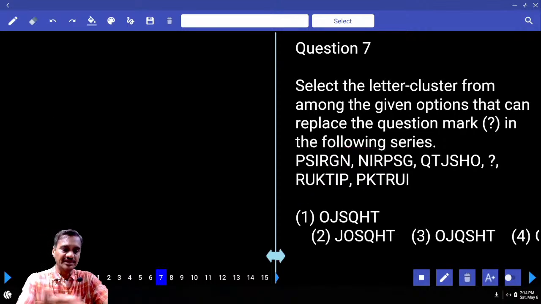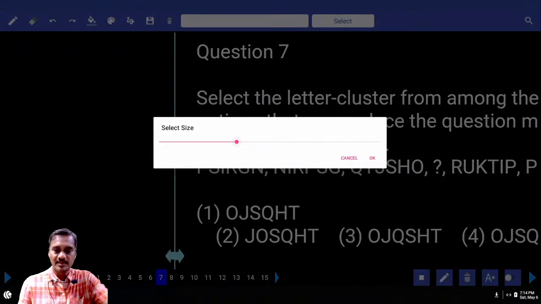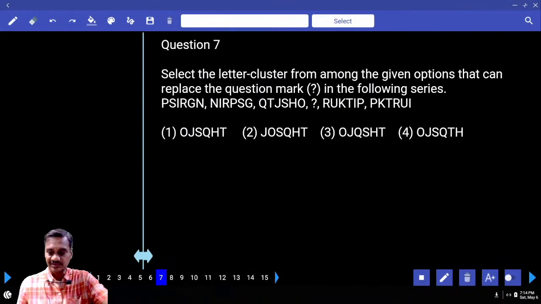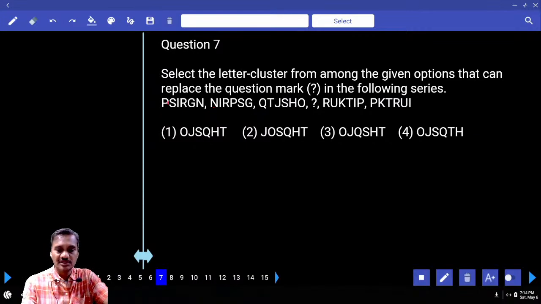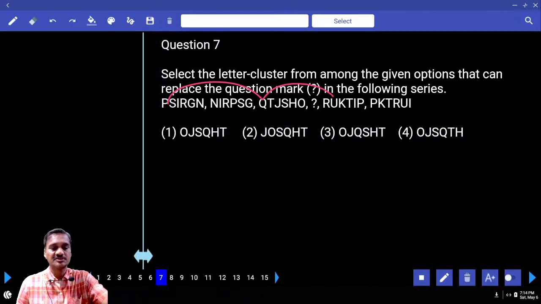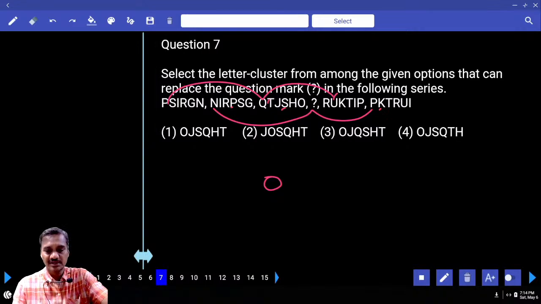Then coming to this 7th one. Now question number 7. In this one, what is the first element? P, N, Q. P and Q are alternate, P, Q, R. And here N, O, P. What is the letter we have? O is the letter. And the second letter, S, T, U. Here I, J, K. Here J, that letter must be J. Hence O and J should be the next one.